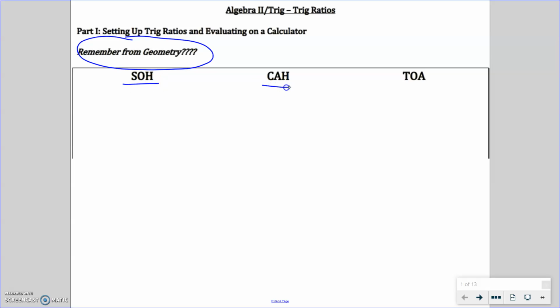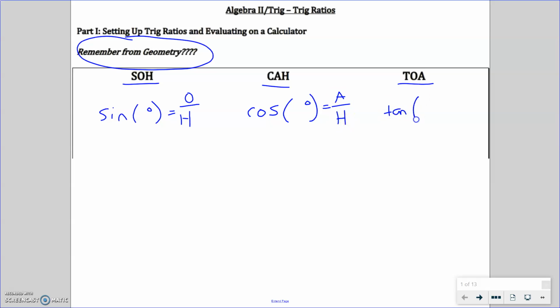Hopefully you remember the phrase SOHCAHTOA, where sine of a degree is equal to O over H. Cosine of a degree is equal to A over H. And tangent of a degree is equal to O over A.